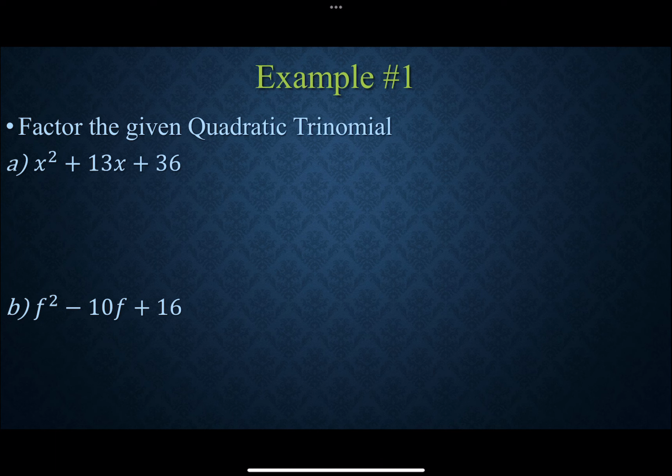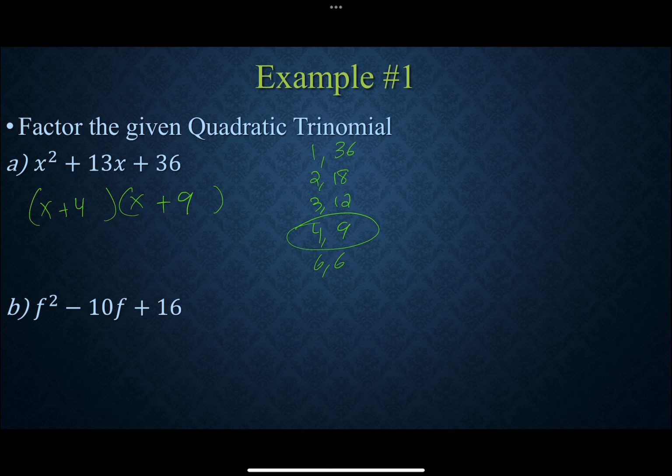So we have x squared plus 13x plus 36. We're looking to see, okay, what two numbers multiply to be 36 and add to be 13? Now, if you have to list out all the factors, you would have 1 and 36, 2 and 18, 3 and 12, 4 and 9, 6 and 6. And the 4 and 9 would be the pair that add to be 13.